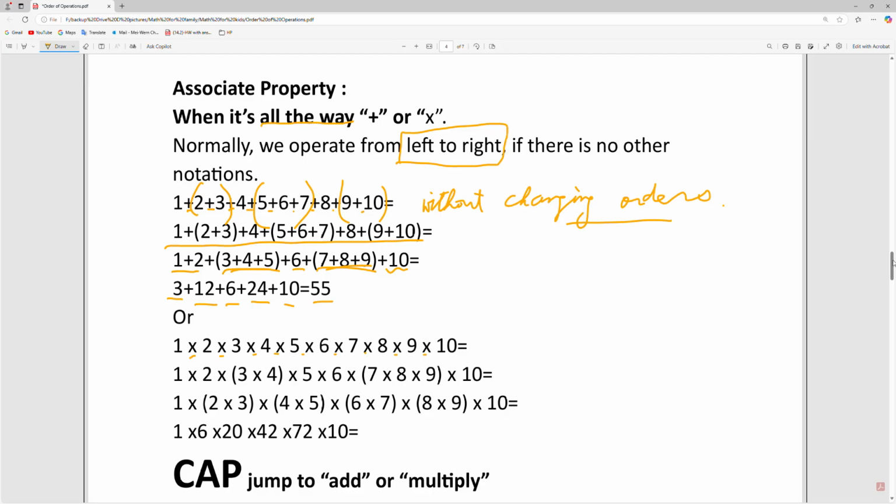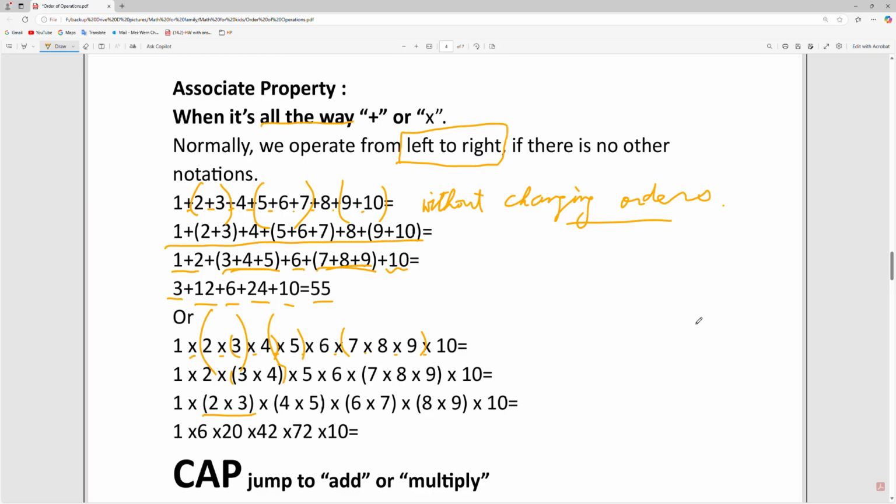And for multiplication, it's the same idea. You can group these two first, or you want to group these two first. You can make your own group and then do them first. Okay. So this is the associative property.